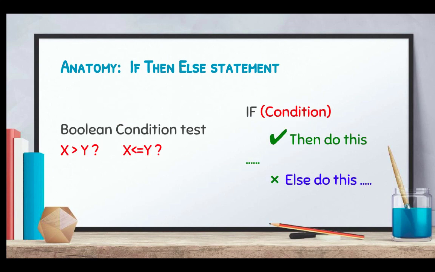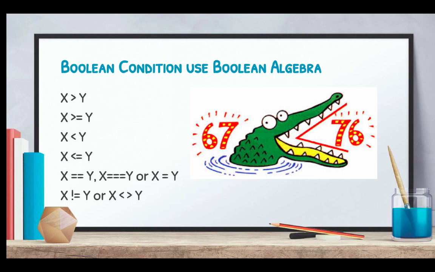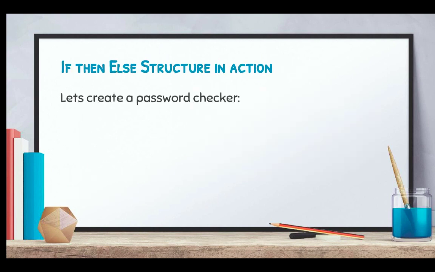If we have a Boolean test like is x greater than y, if the answer is true, it does the then part. But if x is not greater than y, then it will do the else part. You remember from the previous tutorial about Boolean expressions: x is greater than y, x is greater than or equal to y, x is less than y, etc. And once again, remember the crocodile eats the greater one. So let's have a look at the if-then-else structure in action.